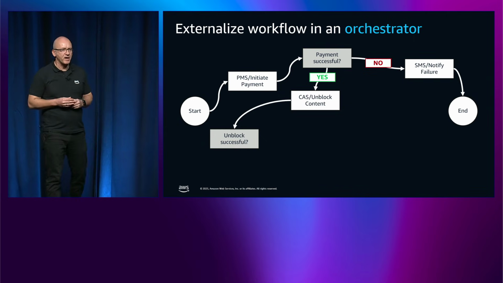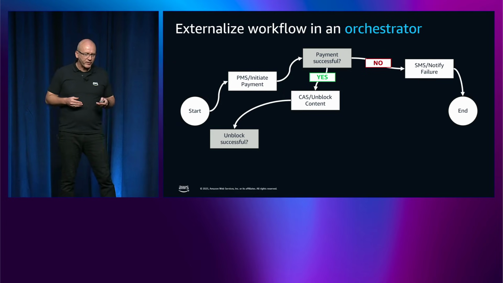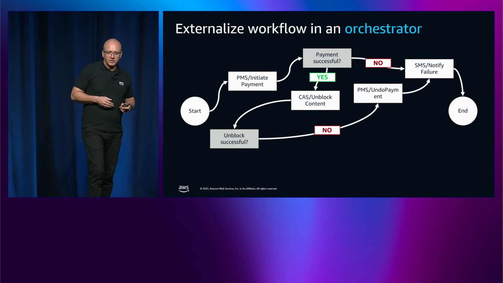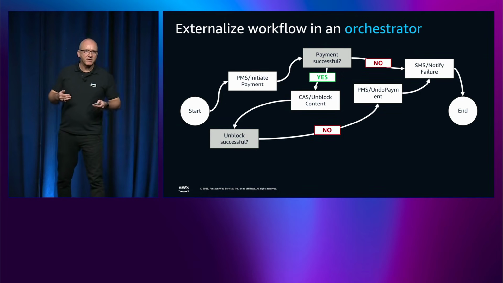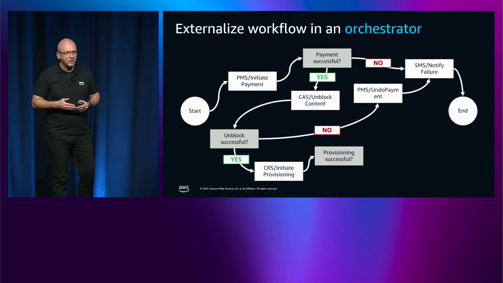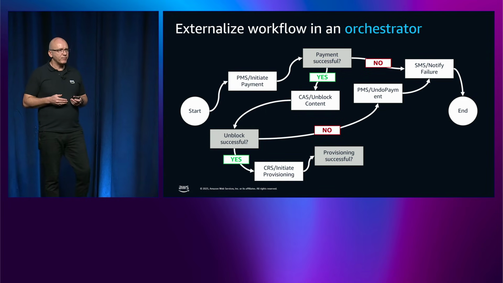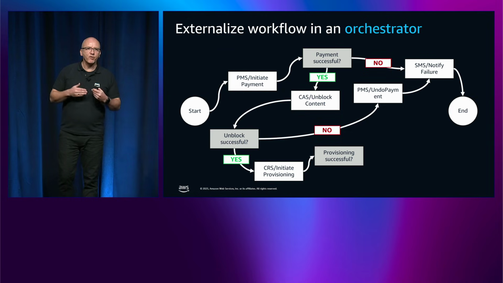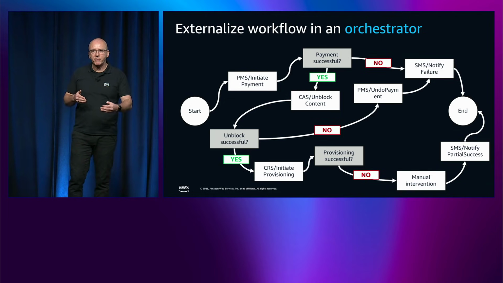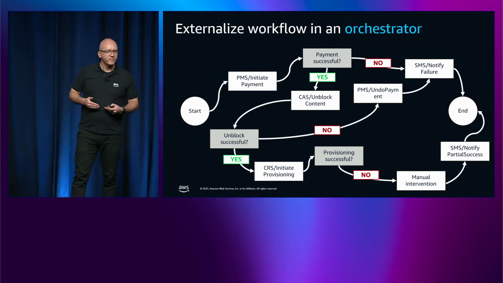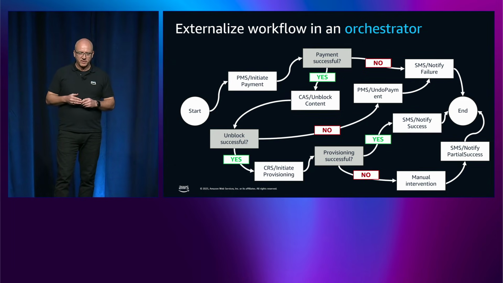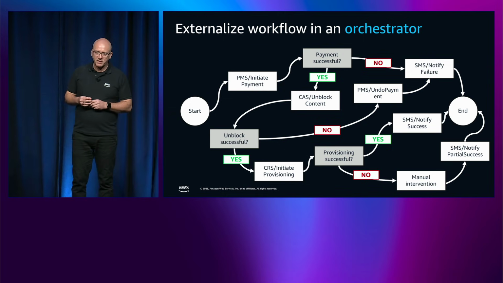But maybe it was successful, and hopefully that is the case most of the time. Then we can continue. We can unblock the content. If that was not successful, we would provide a refund to the customer for the time being. In the future, maybe we will make it more comprehensive, but for now, that is how we are going to start. If the unblocking of the content was successful, we can also use the customer relationship management service to initiate the provisioning of the newsletter subscription and the loyalty program onboarding. If that wasn't successful, currently our agreement with those service providers is that we do a manual intervention and then we can notify the customer of partial success. If that was successful, we can notify full success to our customers.